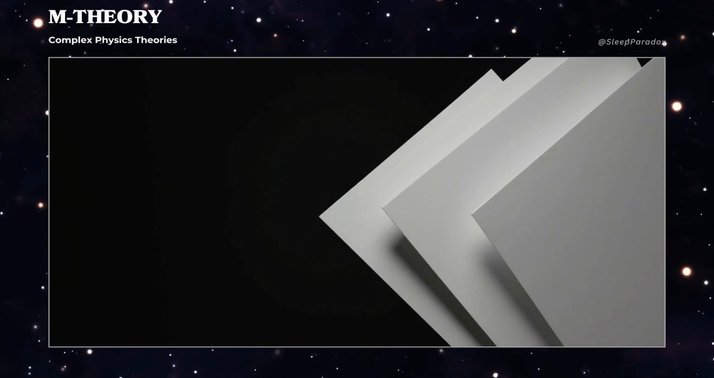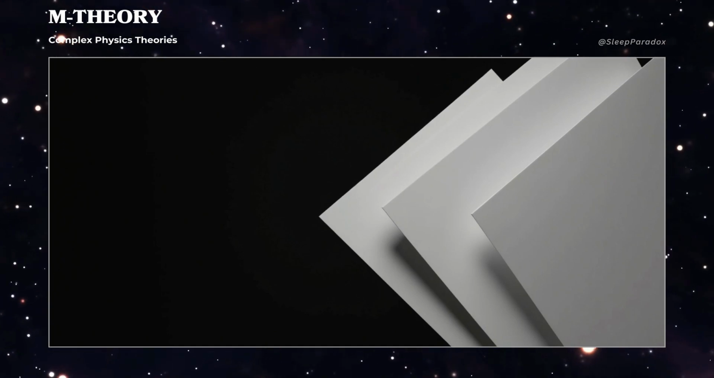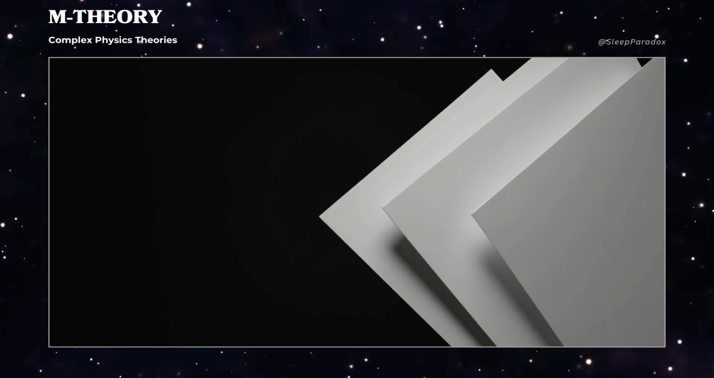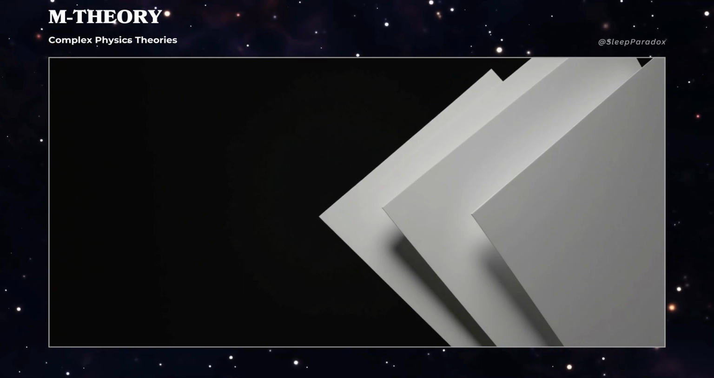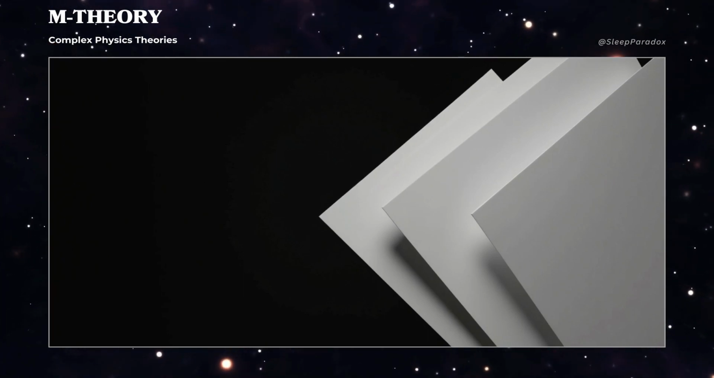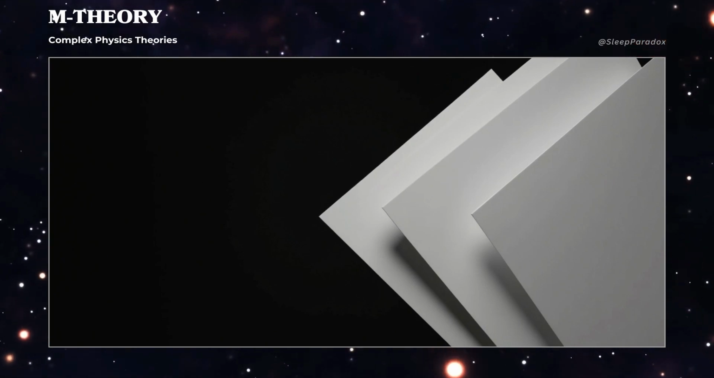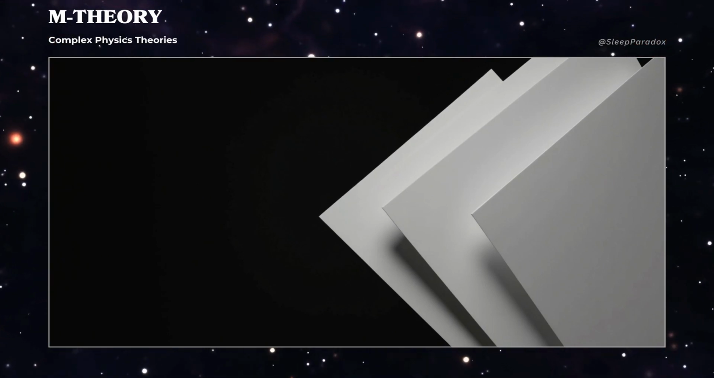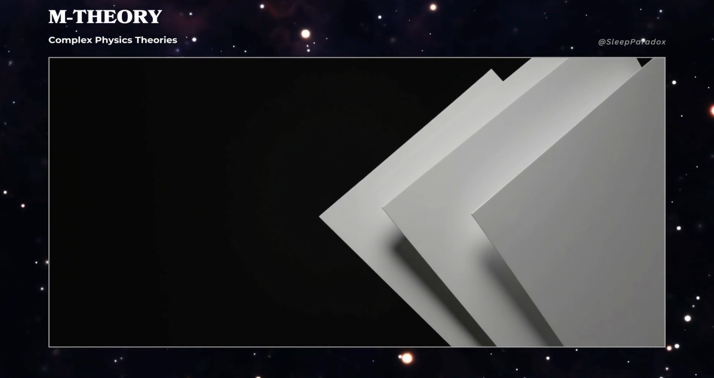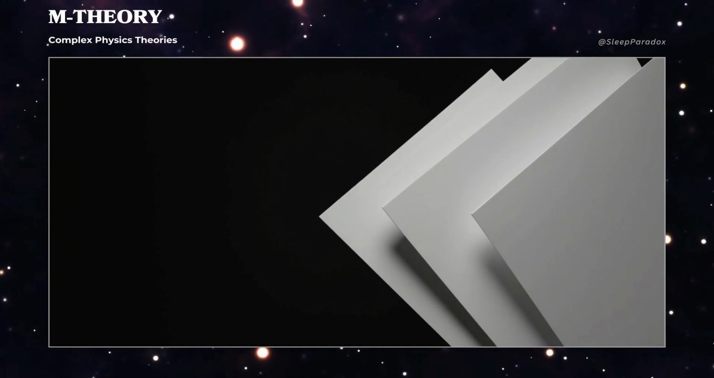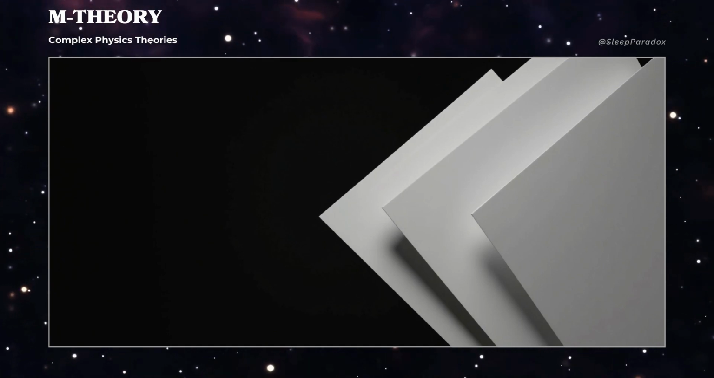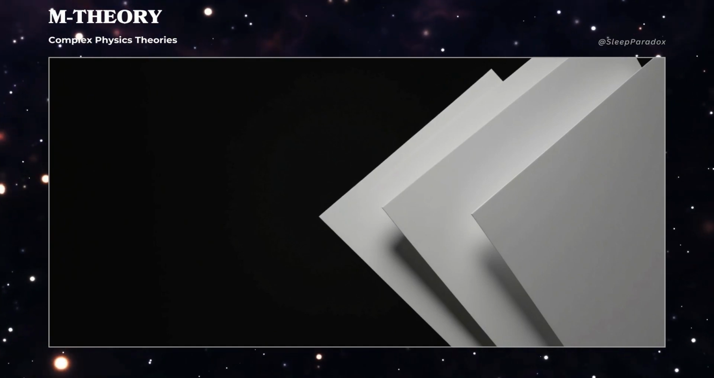The inclusion of membranes, or branes, is one of M theory's most distinctive features. A brane can have any number of dimensions. Our entire universe could be a 3-dimensional brane floating in a higher dimensional space, sometimes called the bulk. In this view, particles are the endpoints of strings stuck to our brane, while gravity, which is tied to closed strings, can leak into the extra dimensions.